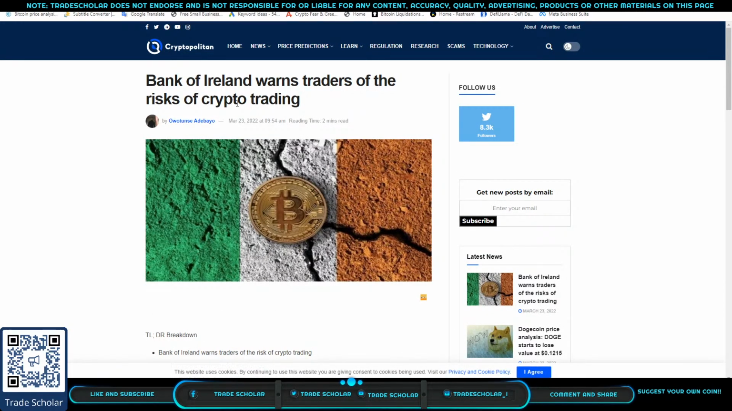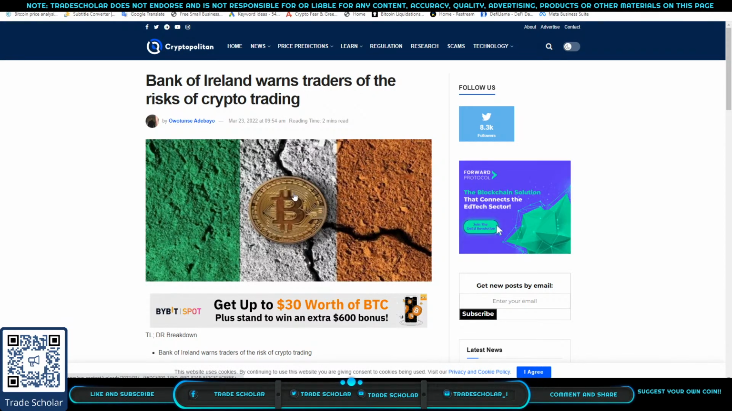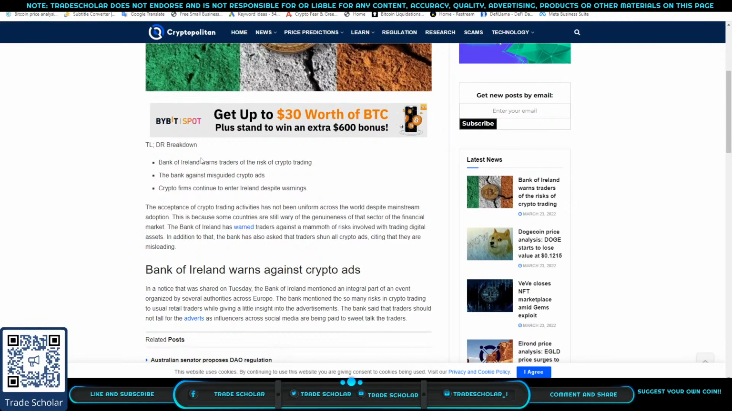Bank of Ireland warns traders of the risk of crypto trading. What's that? That's the risk. The bank warns against misguided crypto ads. Crypto firms continue to enter Ireland despite warning. The acceptance of crypto trading activities has not been uniform across the world despite mainstream adoption. This is because some countries are still wary of the genuineness of that sector of the financial market. The Bank of Ireland has warned traders against a mammoth of risk. It's too much, right? A mammoth of risk involved with trading digital assets. In addition, the bank has also asked that traders shun all crypto ads, citing that they are misleading.